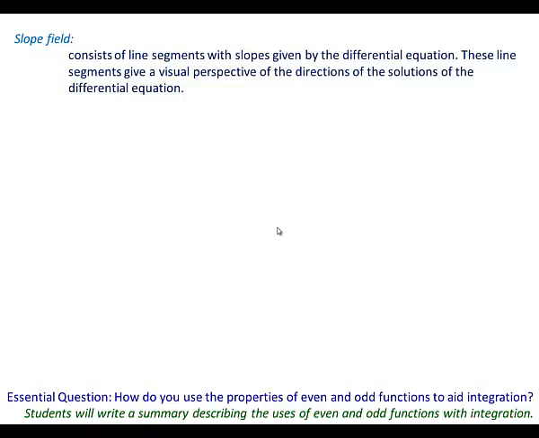Basically, a slope field consists of line segments with slopes given by the differential equation. Because when we just get plus c, we don't really know what the graph looks like, right? But we can get a good idea of what the slopes are on it. Eventually I'm going to teach you how to draw this. Today you just need to be able to trace the function over the top. These line segments give a visual perspective of the directions of the solutions of the differential equation. If we're given a specific point, we can draw a solution through that point.